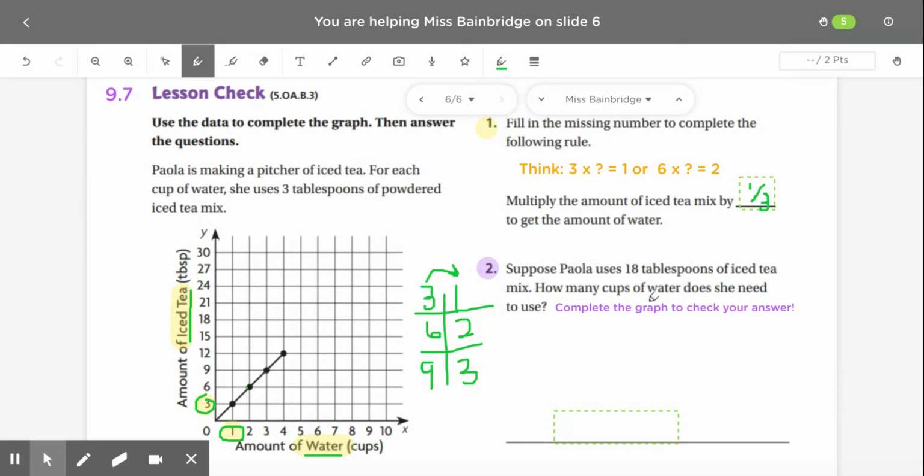If we were continuing this pattern and I use 18 tablespoons of iced tea, I could do 18 times 1/3 to figure out my water. I'm going to set 18 over 1. When I multiply these across, I get 18 divided by 3, which is 6 cups of water. If I plotted that on my graph, here's 18 over 6. Look at that. It's a nice straight line.